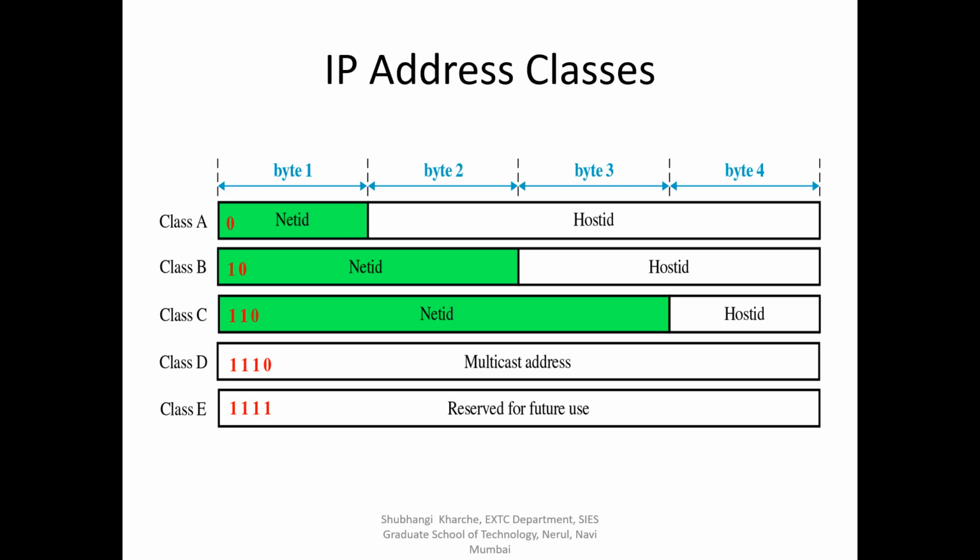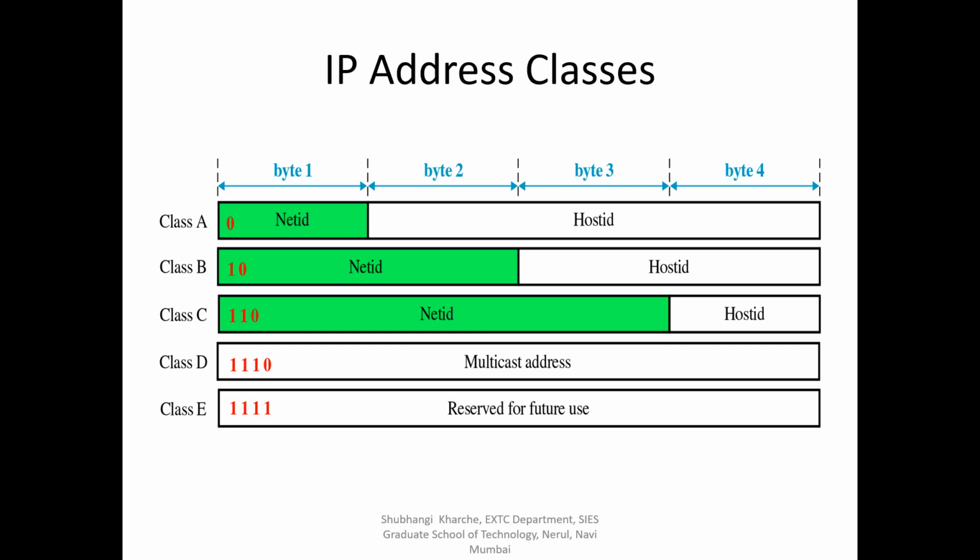If the first 4 bits are 1110, then the IP address belongs to class D. And if the first 4 bits are set to 1, then the IP address belongs to class E. Now, as an IP address has 4 bytes, in class A only 1 byte forms the network ID part and the remaining 3 bytes form the host ID part. So there are 8 bits in the network ID part in class A and 24 bits in the host ID part.